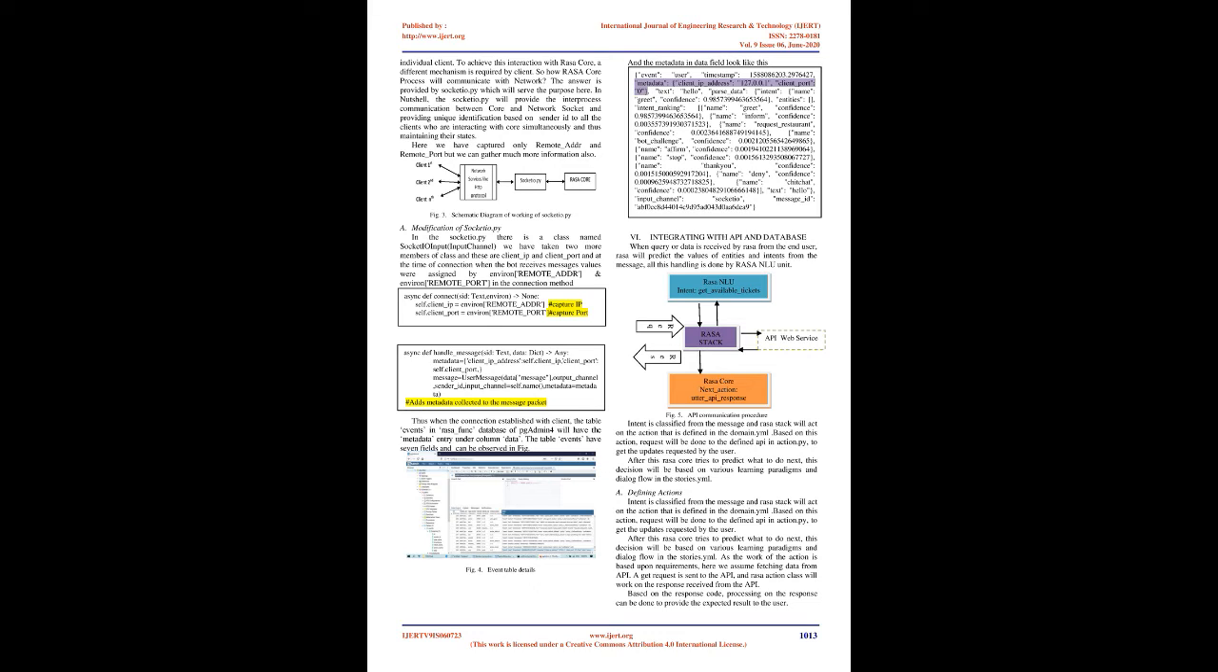Thus when the connection is established with the client, the events table in the RASA_func database of pgAdmin4 will have the metadata entry under the column data. The events table has 7 fields and can be observed in the figure. And the metadata in the data field looks like this.